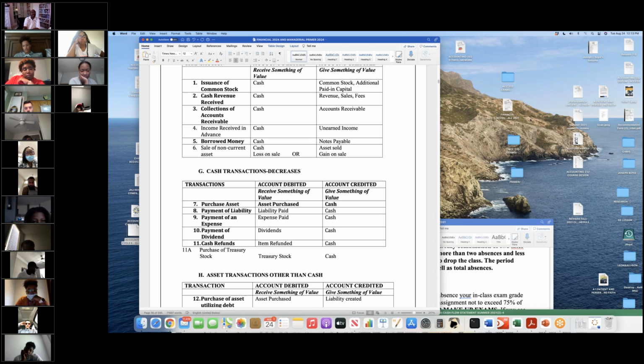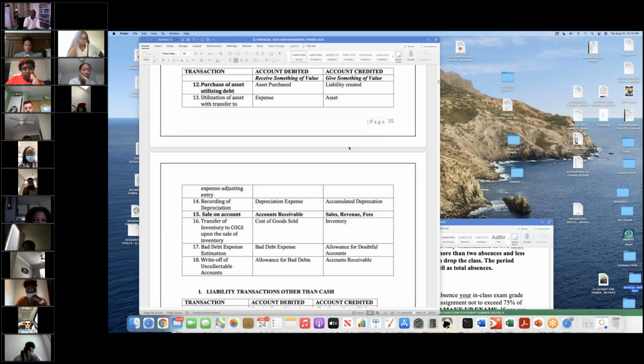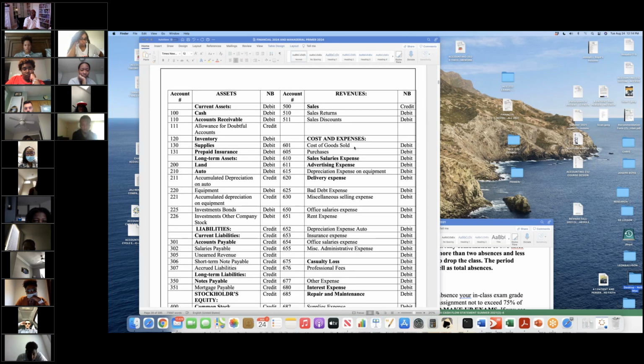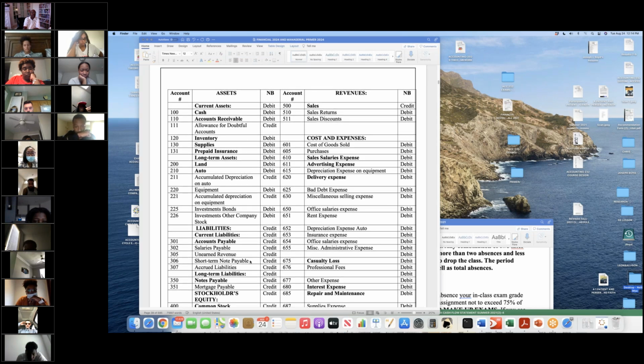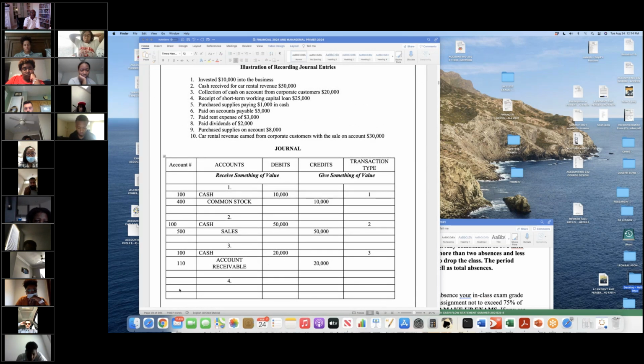Okay, so if it's a 5, it's telling me I'm debiting cash. And what am I crediting? Notes payable. Crediting notes payable. So I go down here. I know cash is 100. What's notes payable? I'm actually going to use 306 because it's a short-term note payable, since I'm borrowing from the bank.